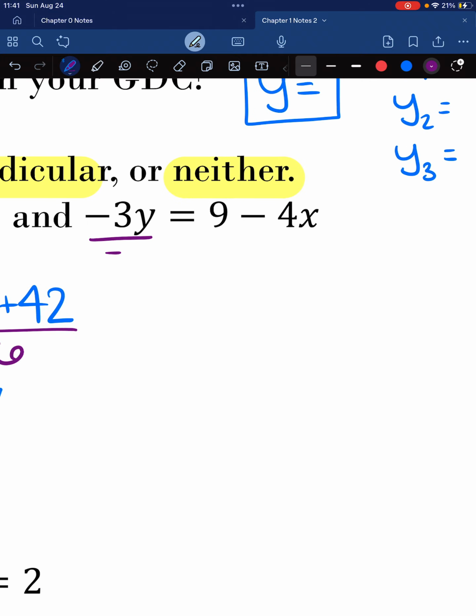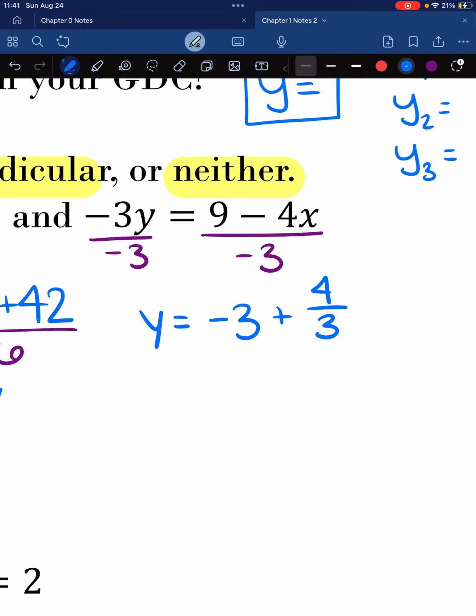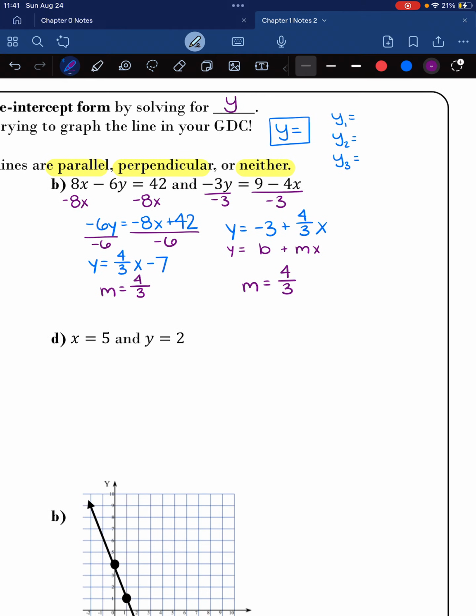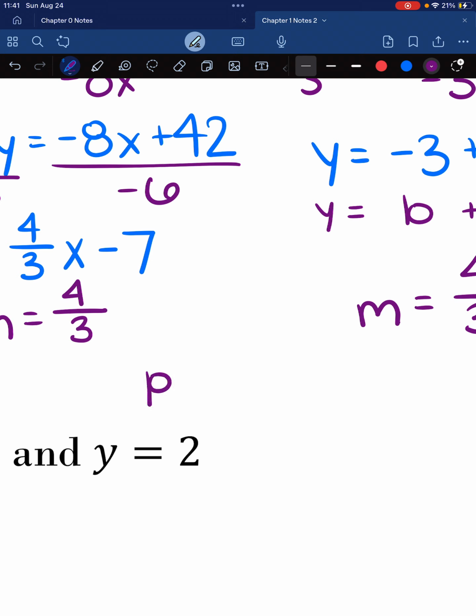Okay, oh, this one's a nice one step. We can just divide by -3, divide by -3. This is out of order, but I can still read this as y equals mx plus b. b is always the value by itself. m is always the value that's multiplied with the x. So my slope is 4/3. If I compare my two slopes, those are equal to each other. And if they're equal, that means the lines are parallel.